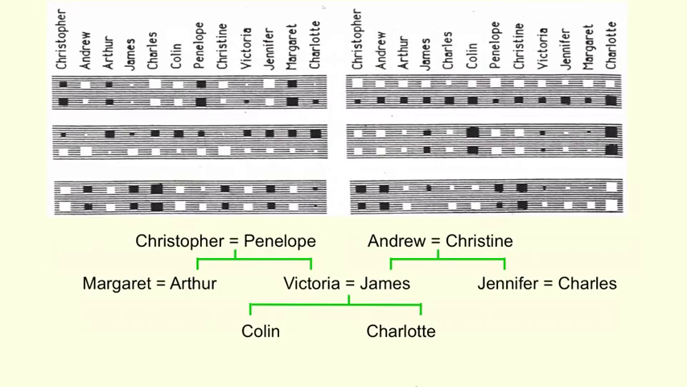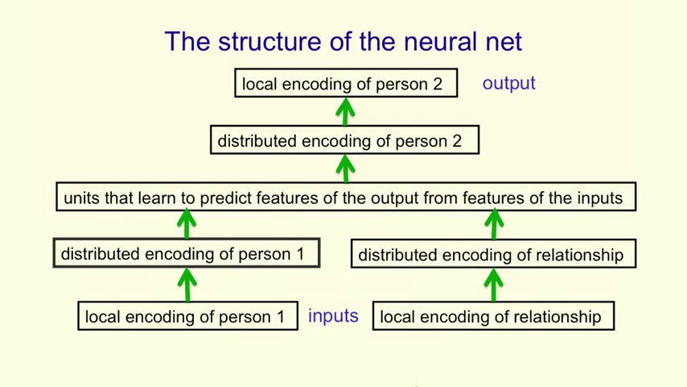So each of these blocks, you'll see, has 24 blobs in it, and the blobs tell you the incoming weights for one of the hidden units in that layer. So going back to the previous slide, if you look at that layer that says distributed encoding of person 1, there are 6 neurons there, and we're looking at the incoming weights of each of those 6 neurons.